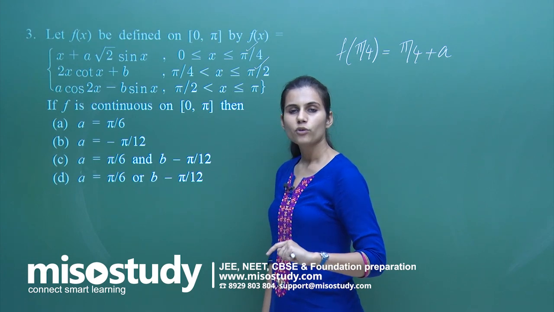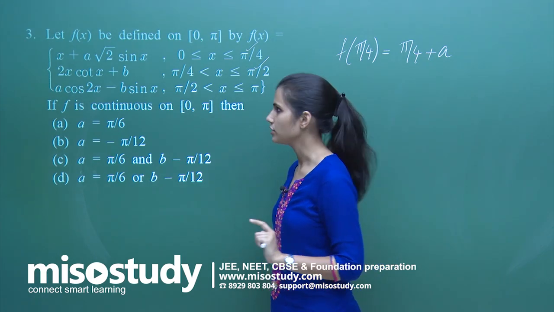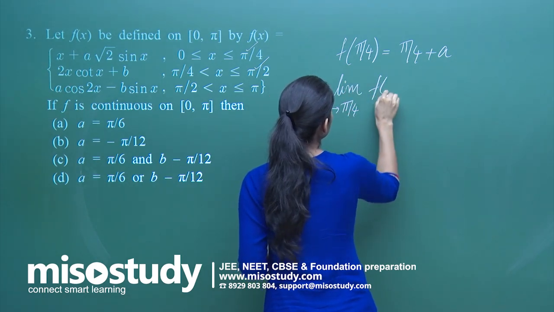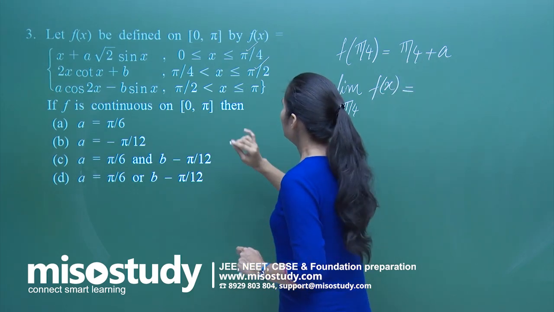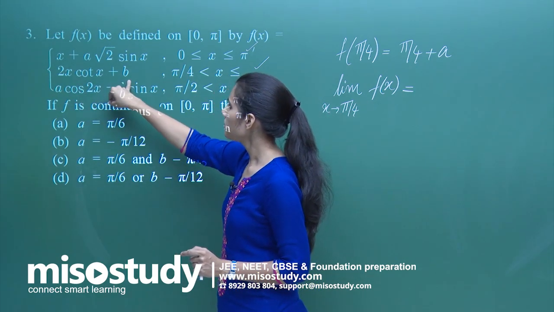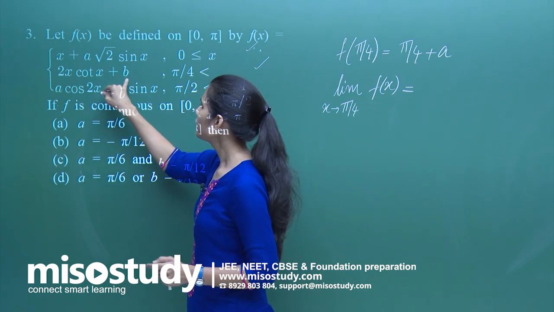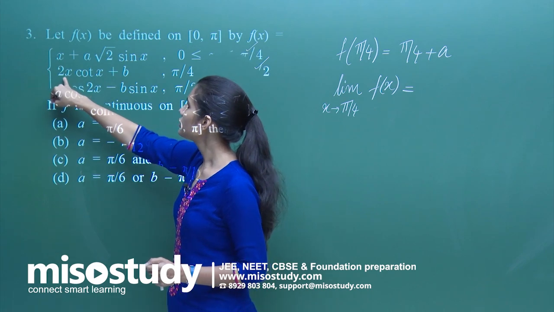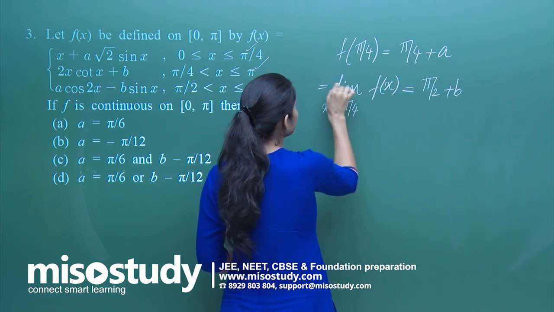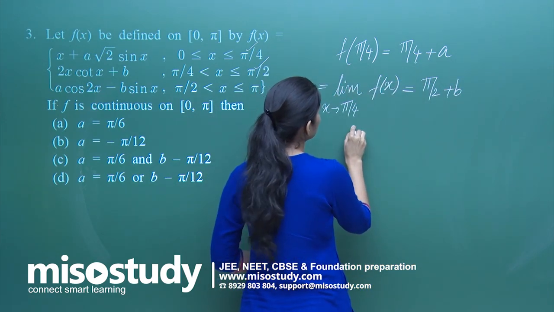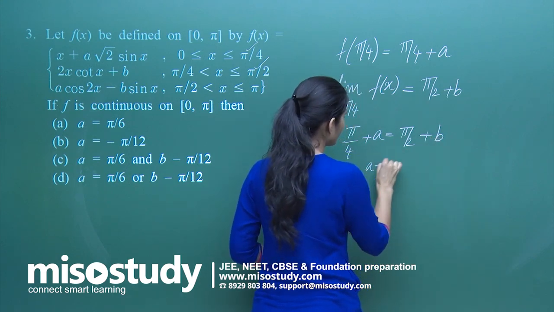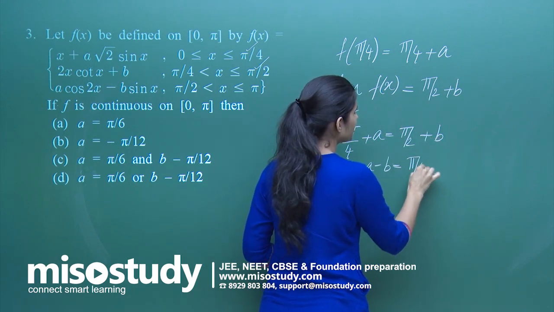The value of the function at pi by 4 is the same as the limit as x tends to pi by 4 of the function, right? So what is limit x tends to pi by 4 f of x? Both of these will be equal. As x is approaching pi by 4, I am getting 2x cot x plus b. That is 2 pi by 4 cot pi by 4 plus b. Cot pi by 4 is 1, so you are left with 2 pi by 4 plus b, which is pi by 2 plus b. Both of these are equal because the function is continuous at pi by 4. So you are getting pi by 4 plus a equals pi by 2 plus b, or a minus b is pi by 2 minus pi by 4, which is pi by 4.